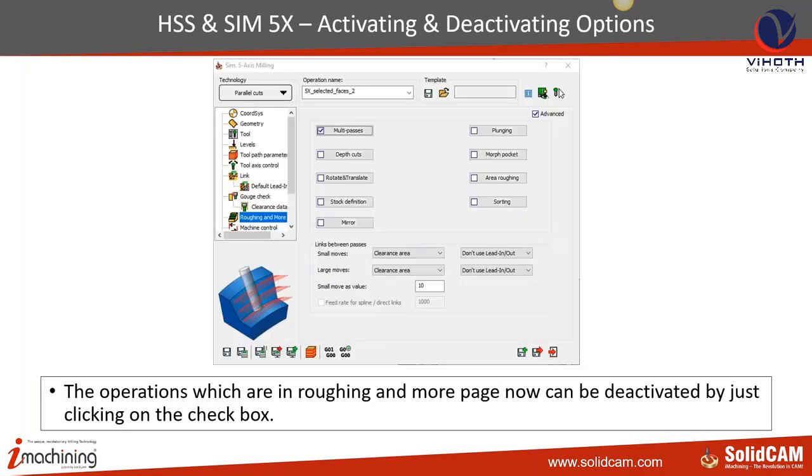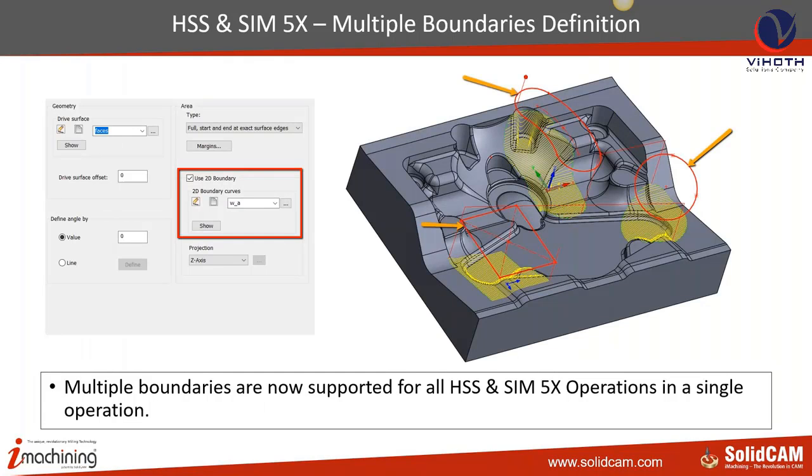You can activate and deactivate options without getting into the, let's say, for example, you want to do depth cuts and you just want to switch it on, so you can just select that and that will be done. You will not see this in SP0, but it will come in the subsequent sub-release of SP0. Multiple boundaries definition in a single HSS toolpath is now possible. Earlier, even if you defined multiple, it would only take the first one and leave out the other two. Now you can define multiple boundaries in both Sim5X as well as HSS toolpaths.